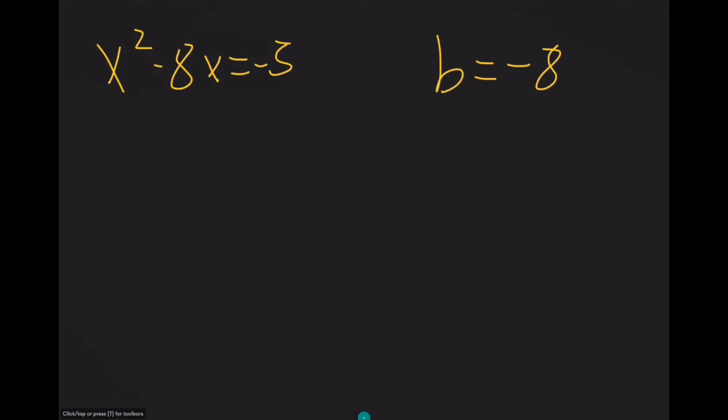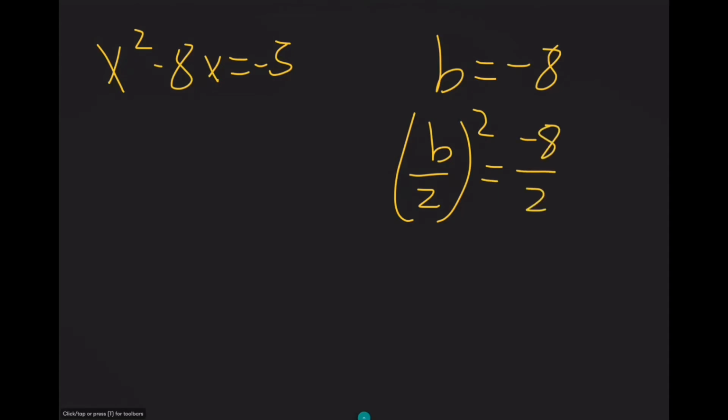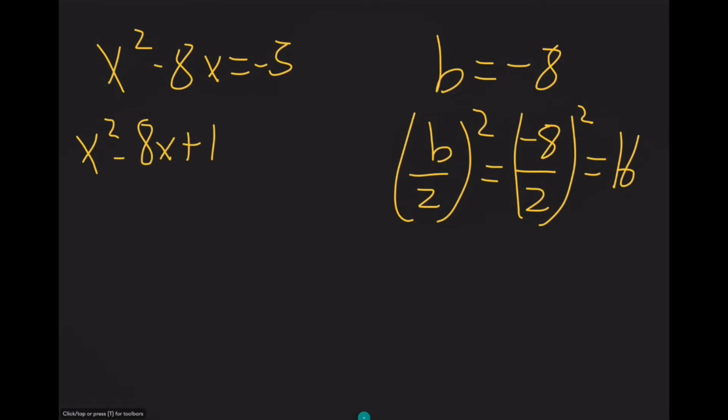So for this equation, b equals negative 8. Afterwards, to figure out what you're going to have to add on both sides to complete the square, you do b divided by 2 squared. So for this equation, it will be negative 8 over 2 squared, which is equal to 16. So therefore, you add 16 to both sides. X squared minus 8x plus 16 equals negative 5 plus 16, which is 11.